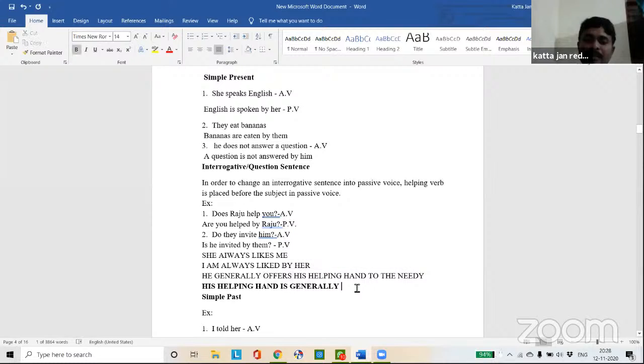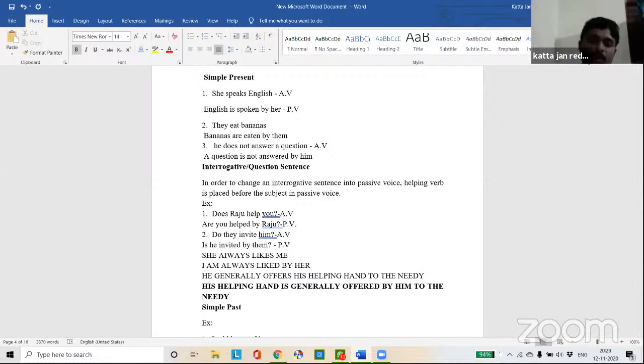Now V3 becomes offered. Offered, V3. Now after V3, position by. After by, subject is changed as object. He becomes him. Now at the end, the needy is given as remaining part of the sentence. Now we can use the same here. The needy.